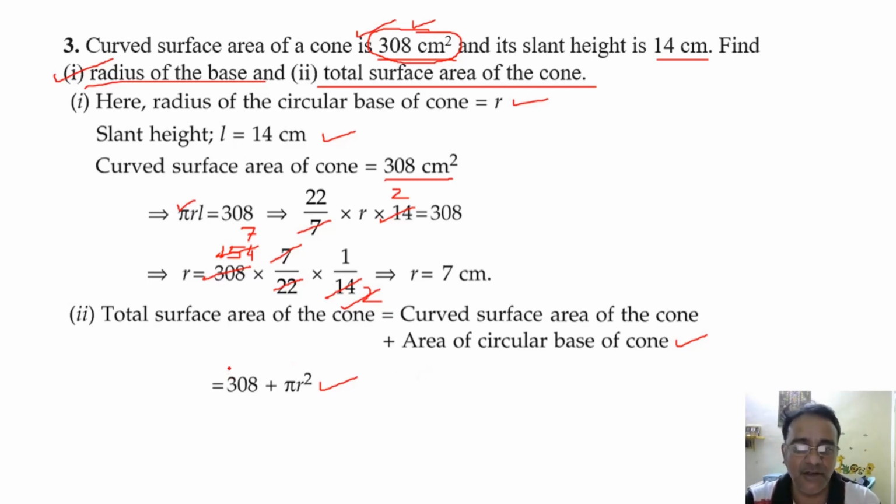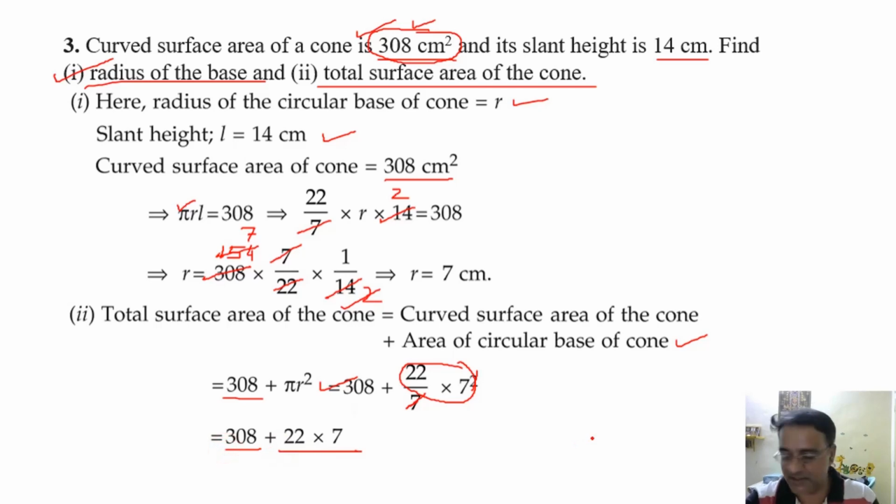But why to use that one if 308 curved surface area already given? Okay, now substitute the value. 7 is cancelled here. So this will be 154. Okay, 154 plus 308. So what is the final answer? We'll get 462 centimeters square. Any doubt in this question?